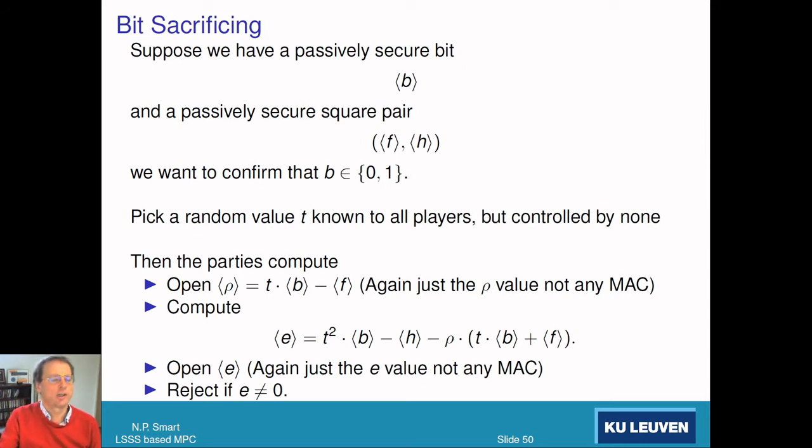Here we're essentially using the property that if you've got a bit B, then B squared is equal to B, because 0 squared is equal to 0 and 1 squared is equal to 1, and those are the only values that have this property in the finite field.